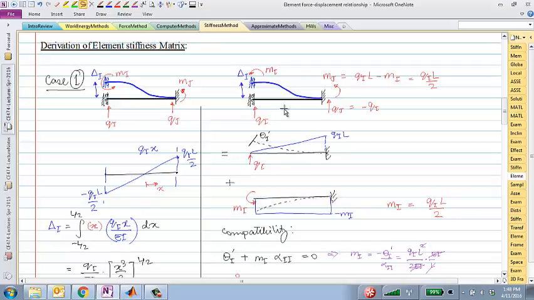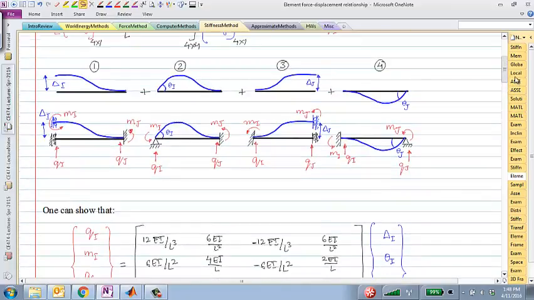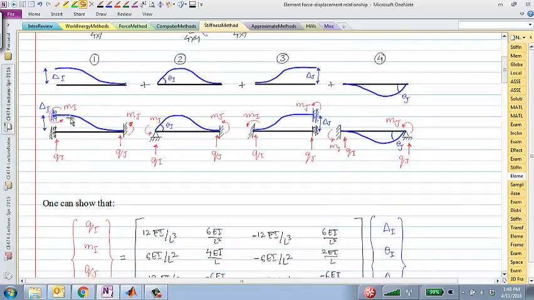Dave? Well, I'm confused with the compatibility equation of this one. It'll be a delta I prime now? No, because here I want to make the rotation to be 0 for case 1, but not for case 2. In case 1, we want the rotation to be 0, but not the displacement. For case 2, we want the displacement to be 0, but not the rotation. Okay, so go ahead.